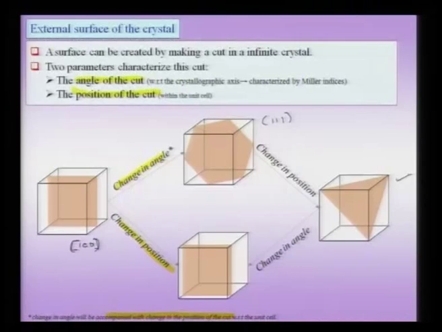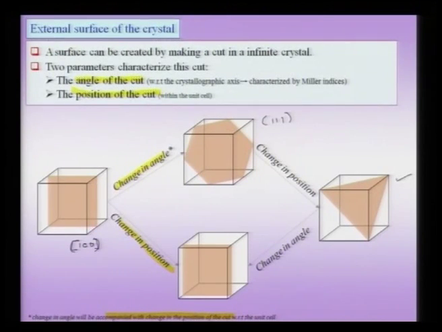Of course, this may not be true for all kinds of crystals and all kinds of planes, but suppose I am visualizing, for instance, a sodium chloride crystal. If I now change the position within the crystal, I may have a crystal with a surface which consists only of sodium atoms, or I could have a crystal which has only chlorine atoms on the surface. So, that would be merely by changing the position of the cut within the unit cell.